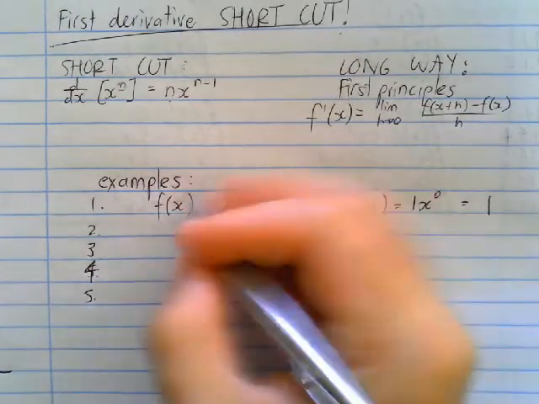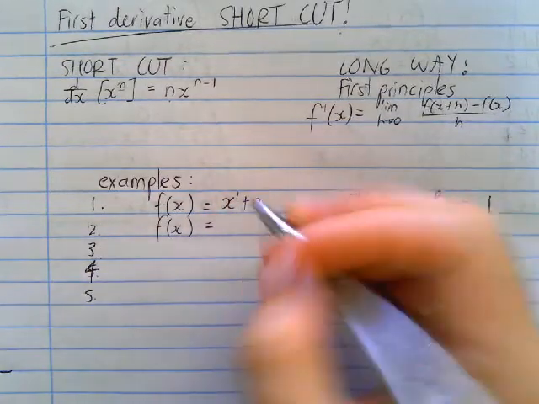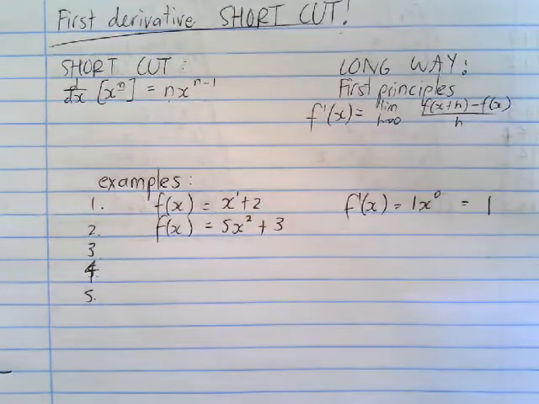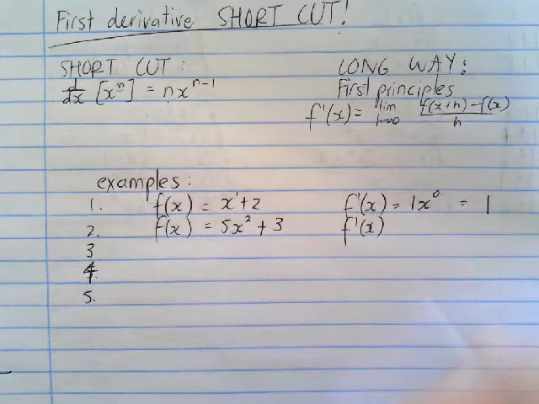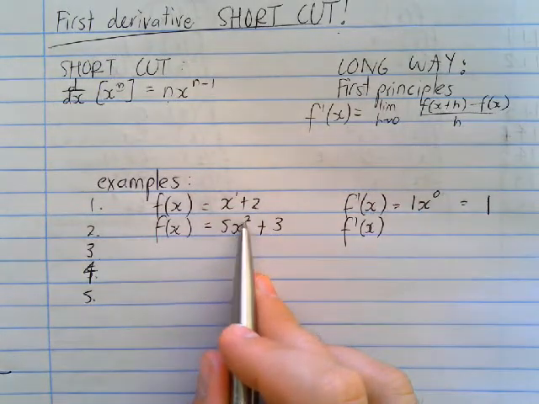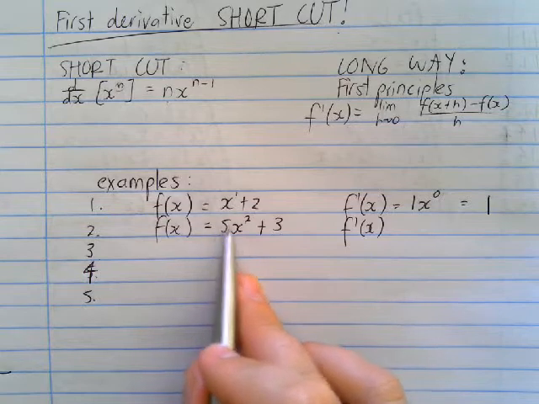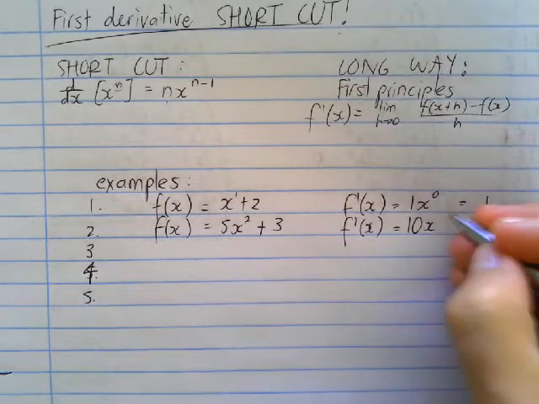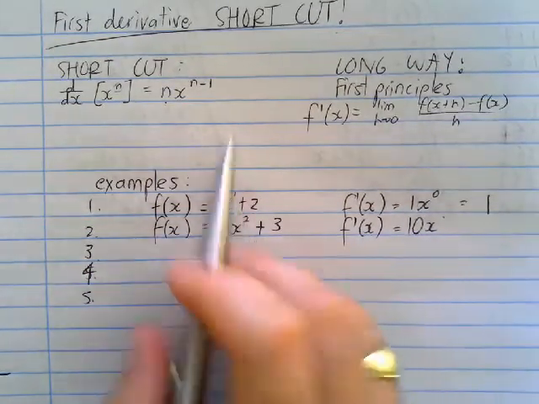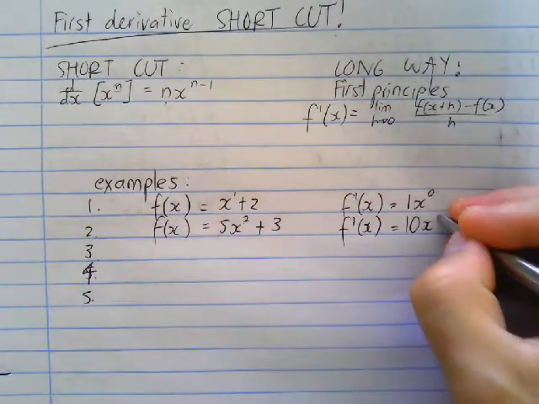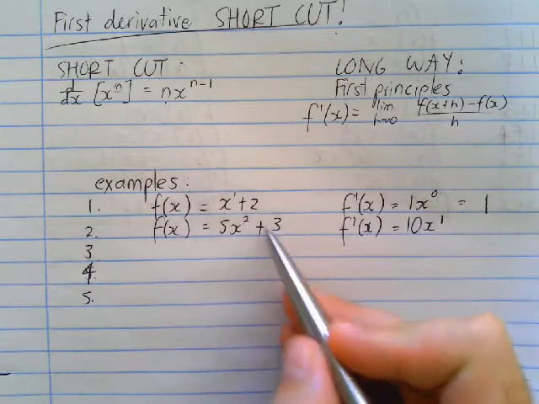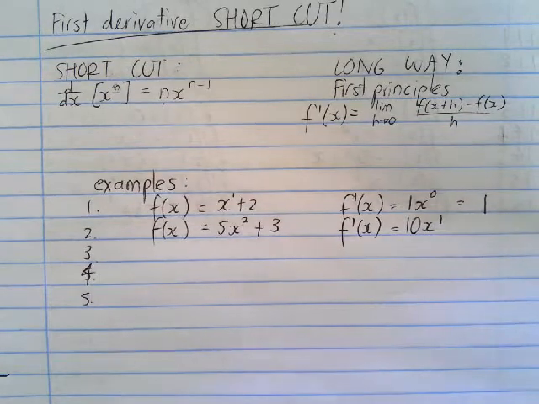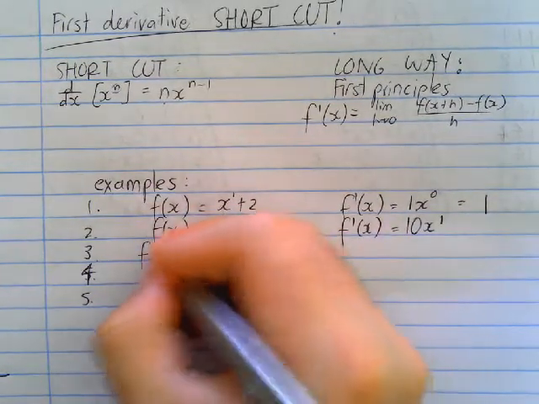Okay? Let's try another one. How about if our function is, let's say, 5x squared plus 3? The first derivative will be what? The 2 up top must be multiplied in the front, so 5 will be multiplied by the 2 to give us 10. x to the power what now? 2 must be reduced by 1, remember? So, to the power 1. What is the derivative of a constant? It's 0. So there is my answer for the first derivative of this function. Let's do another one.